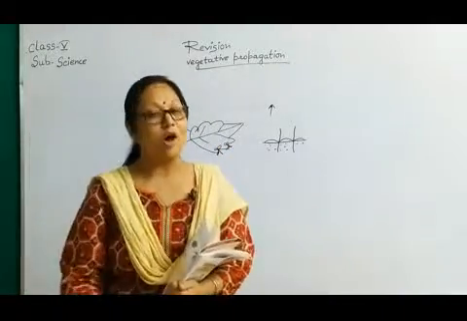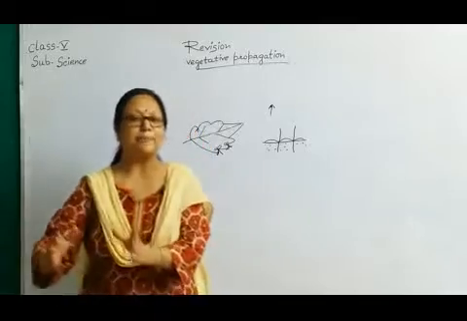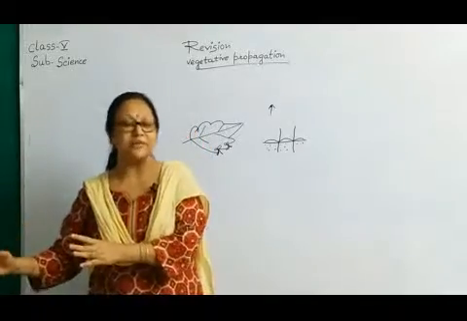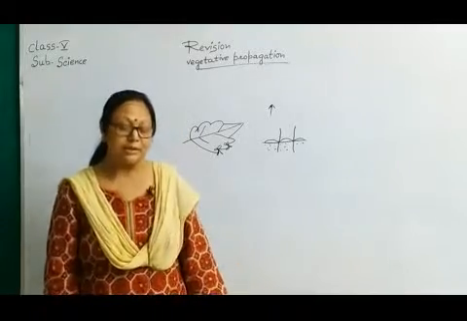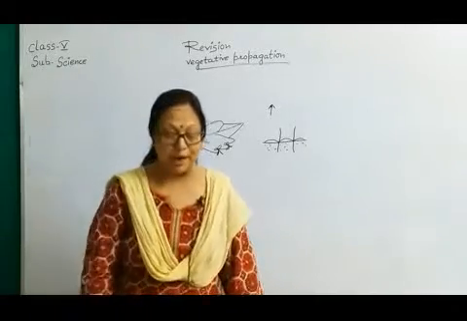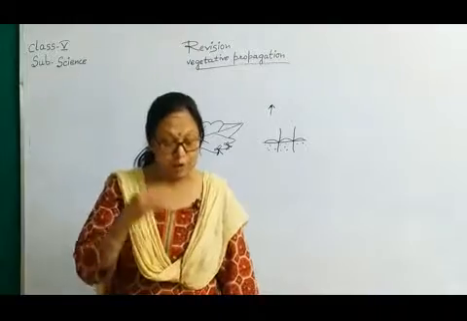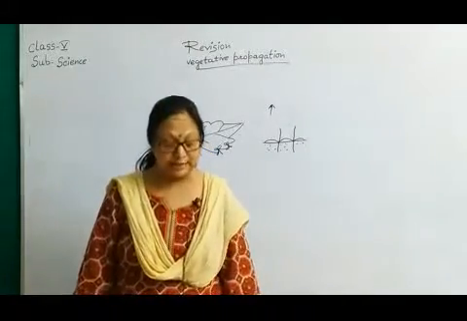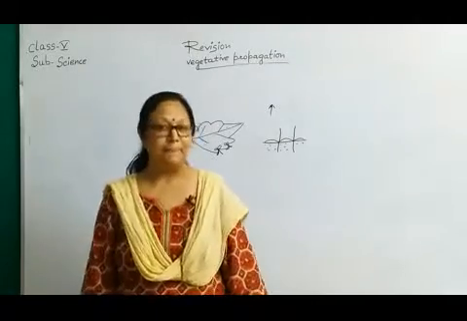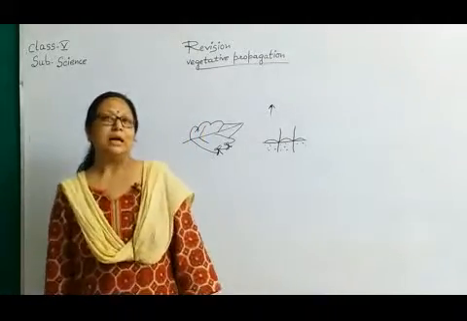So these are all runners. If we cut out the part of the stem and sow it somewhere, then again a new plant will grow. Now, these were all about new plants from the leaves. Now we will go to another type of vegetative propagation, that is from spores. So what are spores?